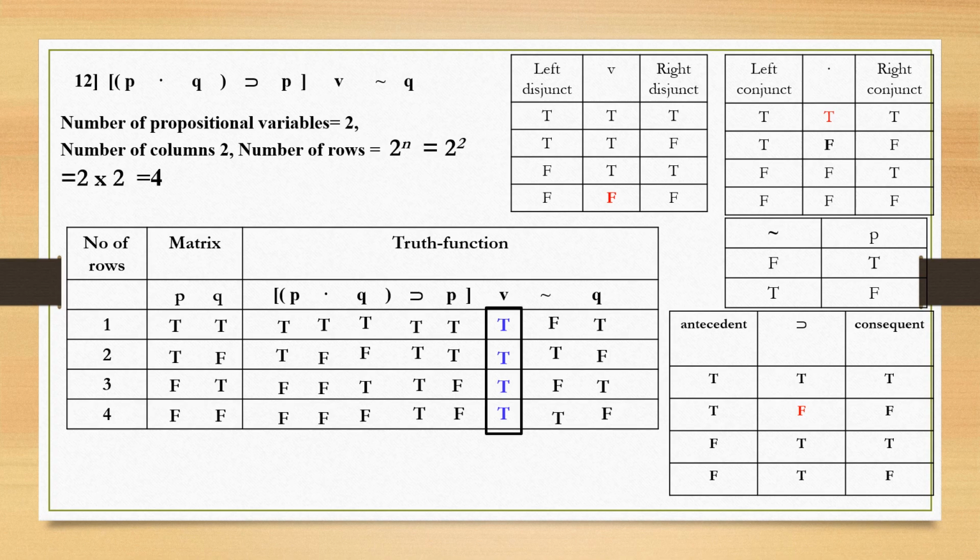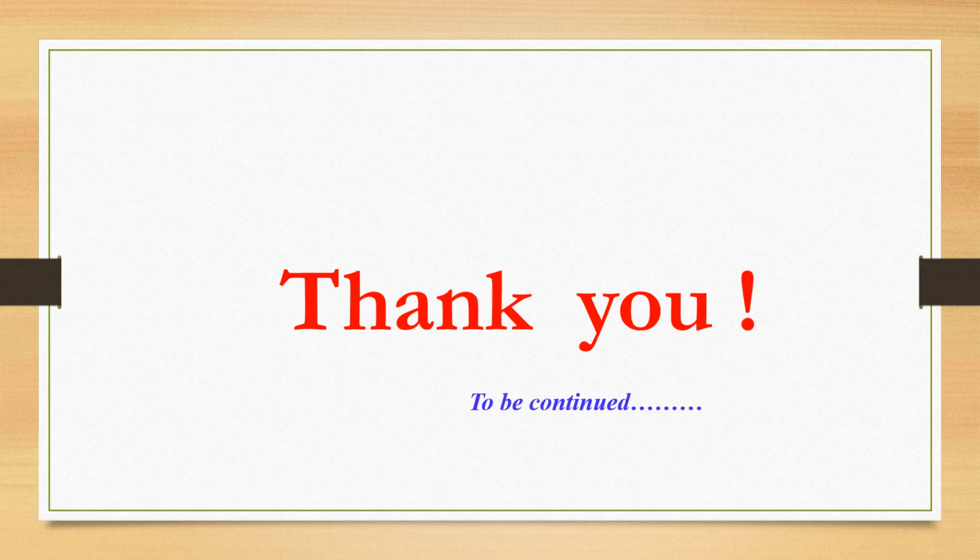Now highlight the main connective since we have all T's below the main connective in all the rows. So the given statement form is tautology. So in this chapter we have studied how to construct truth table to test whether the statement form is tautology, contradiction or contingency. Thank you.